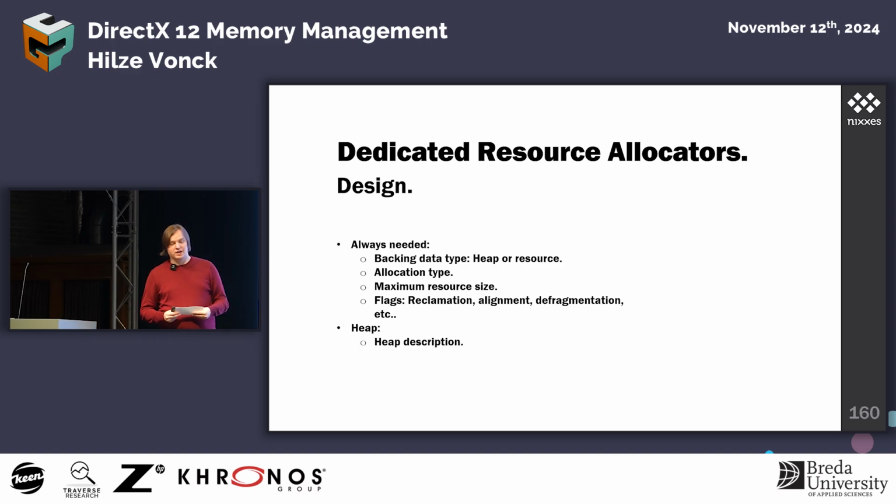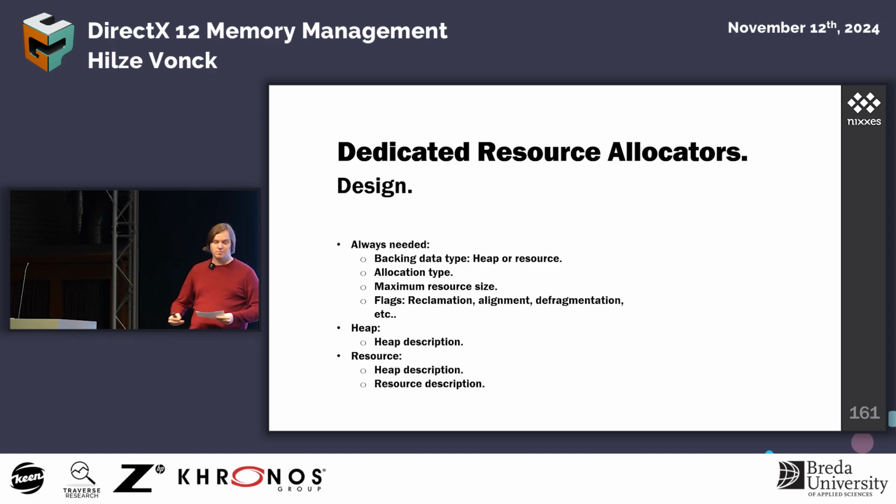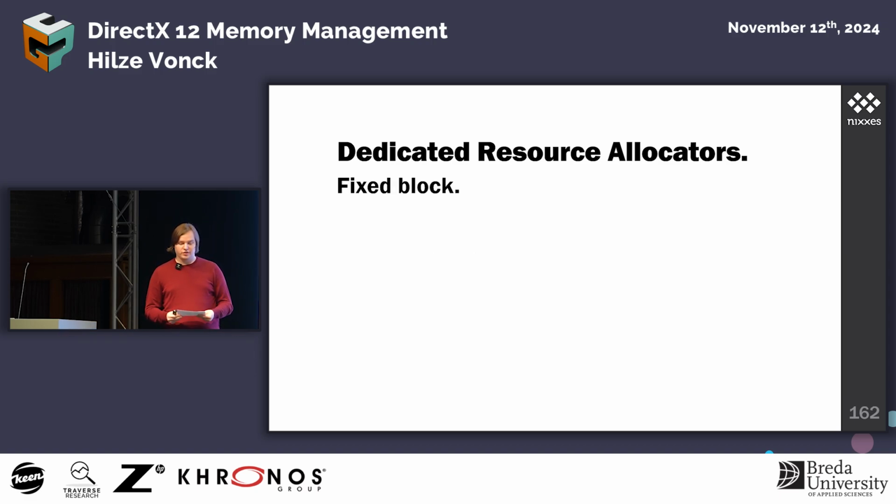For the heap backing data, we also have the heap description. The size here is indicated by the heap size. And for the resources, we need parts of the heap description, as well as, of course, a resource description. There are three different types of backing allocators that we support.